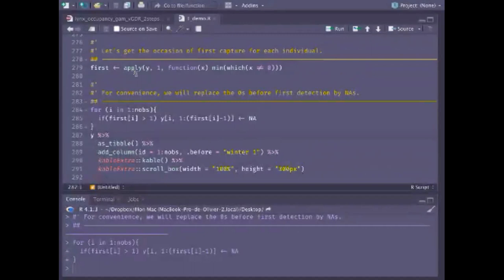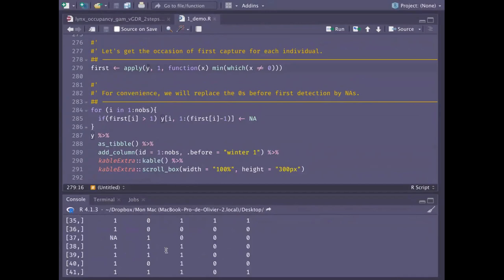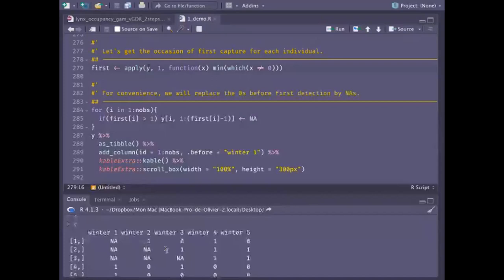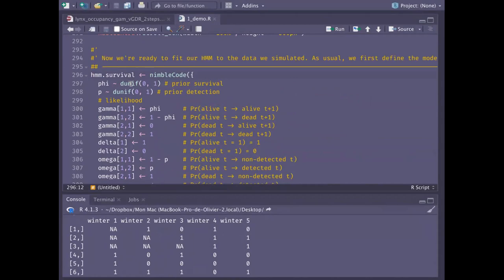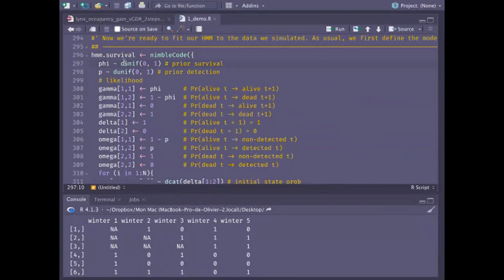And here we go. These are our data, detections and non-detections. So you see non-detections are zeros and detections are ones. Okay, now the code for the HMM. So we have priors for survival and detection probability. So we just write that down, uniform distribution between zero and one.